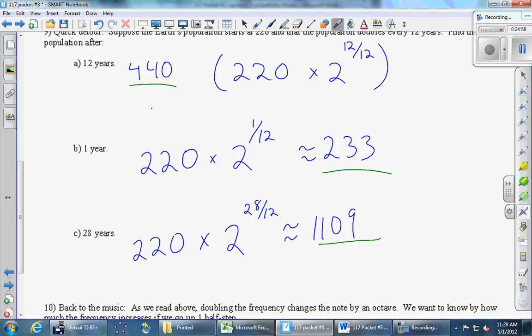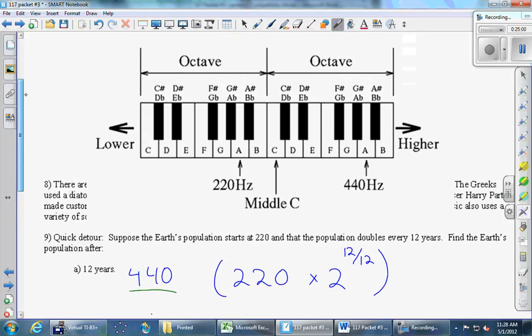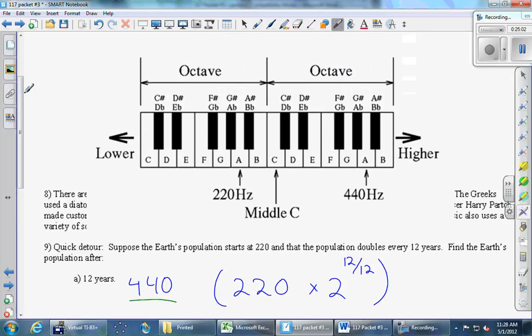So we got those numbers, and now we're going to bring it back to the music. It feels like we're just doing these isolated, completely separate things. We've got population growth with doubling times, and then we've got music and frequencies and stuff. But we're going to bring them together right now. So take a look at this picture.